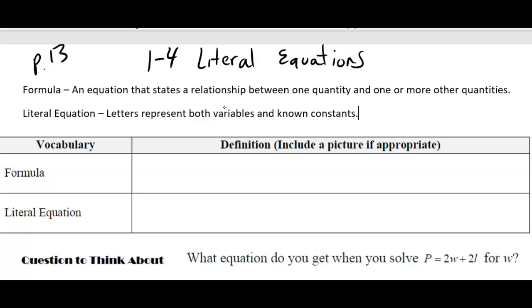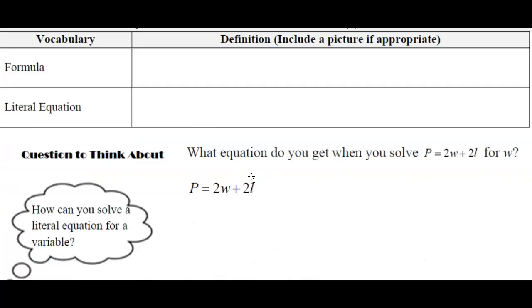So actually you can see down here, P equals 2W plus 2L. That's a literal equation because we know what the P, W, and L all stand for: perimeter, width, and length. They're letters that represent a variable. They're going to change. That's what variables do. They vary. And we have known constants. So we'll get those written down. And I'm going to scroll right along. So if you need to pause, go ahead.